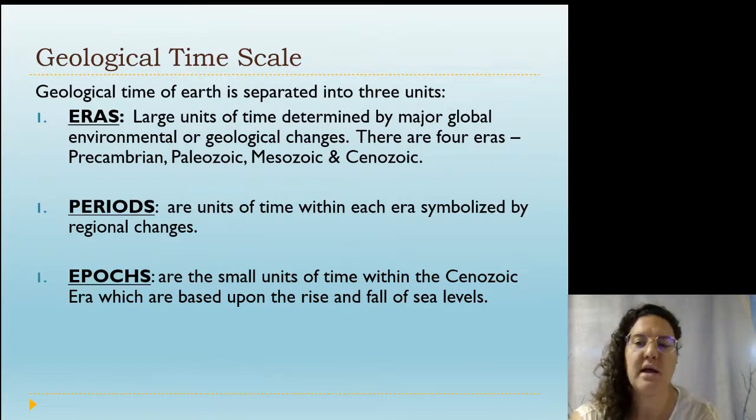The geological time periods are separated into three main units. We have eras, which are large units of time determined by global events or geological changes, and there are four main geological eras: the Precambrian era, the Paleozoic era, the Mesozoic era, and the Cenozoic era. Then we have periods, which are units of time within each era symbolized by regional changes. And finally, we have epochs, which are the smallest units of time within the Cenozoic era, which are based upon the rise and fall of the sea levels.